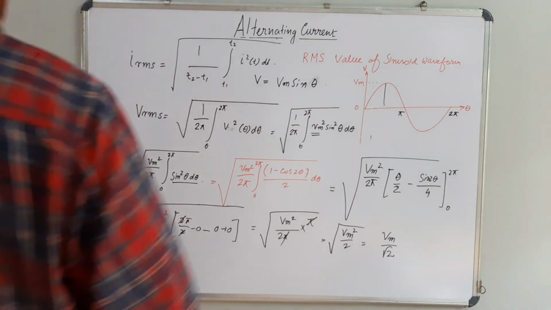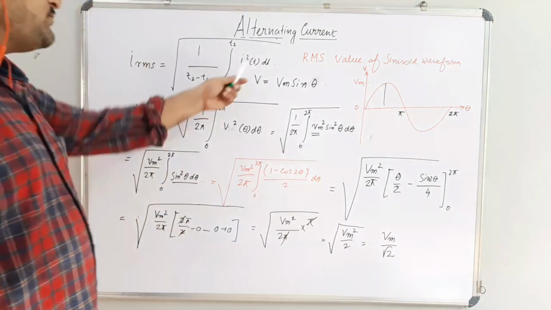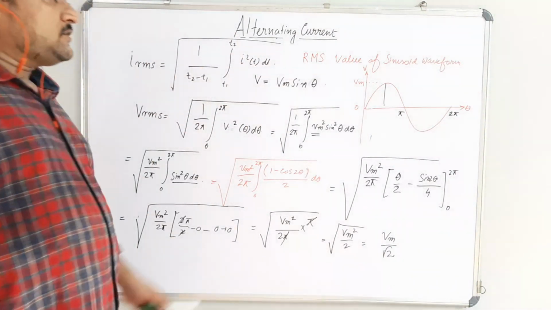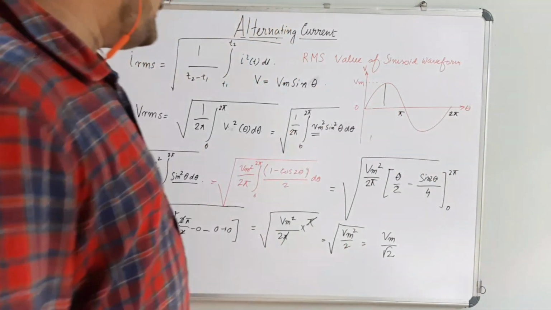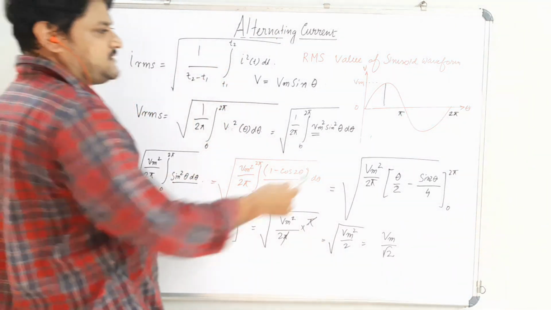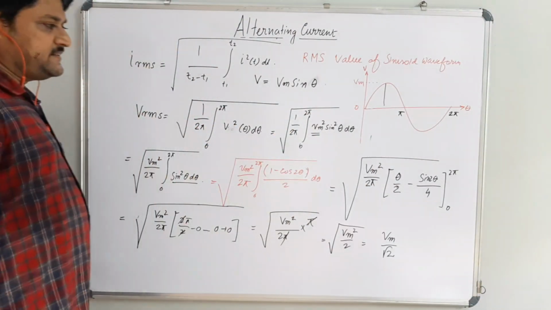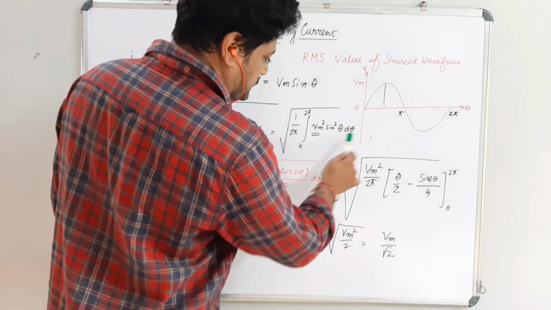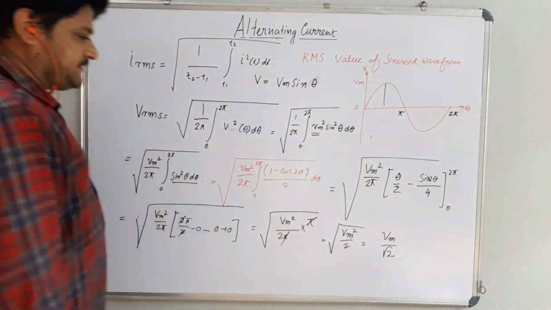Again I am explaining: IRMS is equal to root of 1 by T2 minus T1 integration from T1 to T2 of i square dt. This is the expression for I and also for V. So take one sinusoidal voltage waveform, V is equal to Vm sin omega t. Vrms is equal to root of 1 by 2 pi, as T2 minus T1 is 2 pi minus 0, integral 0 to 2 pi of v square d theta, where v is Vm sin theta. So Vm square sin square theta d theta.